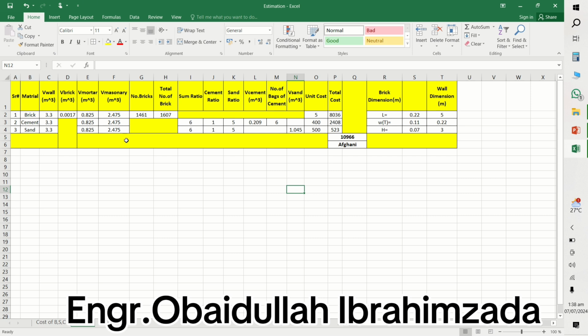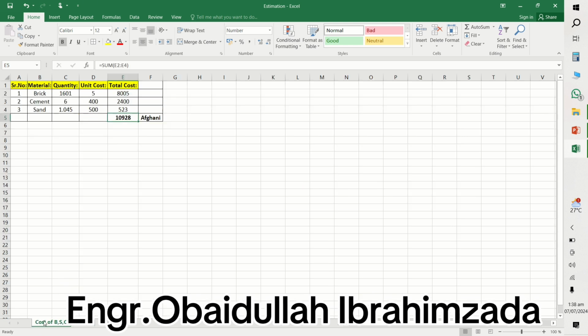Some people would say that I don't like this format. So no matter, you're an engineer, you can make an Excel file by yourself. Here, you are just here to learn the methods and procedure of how we can estimate the number of bricks, cement, and sand in an Excel file, and after that you can make every format that you want. So first of all, we are calculating the cost of brick, cement, and sand.